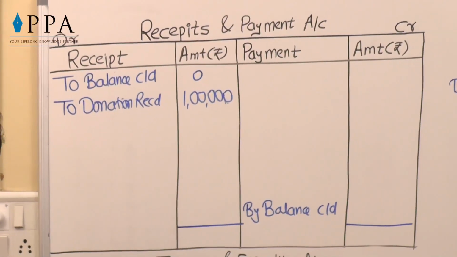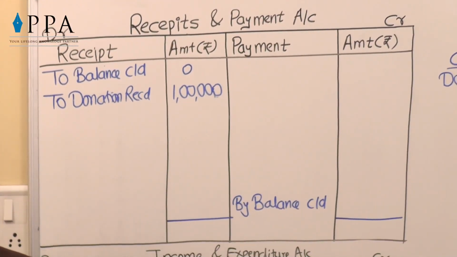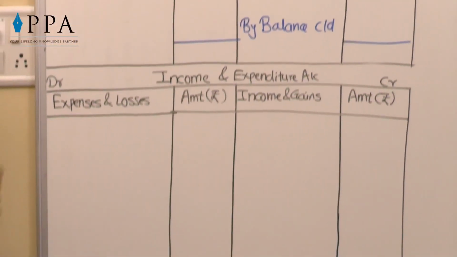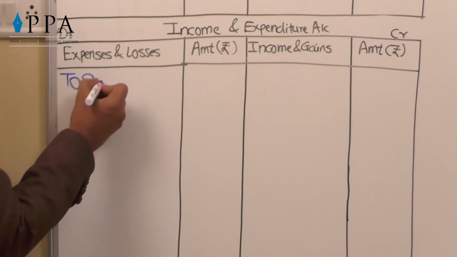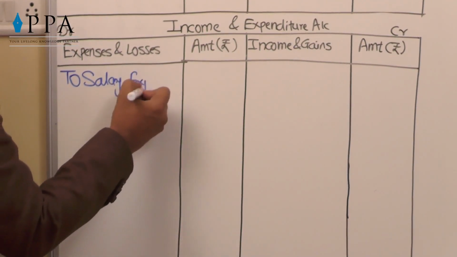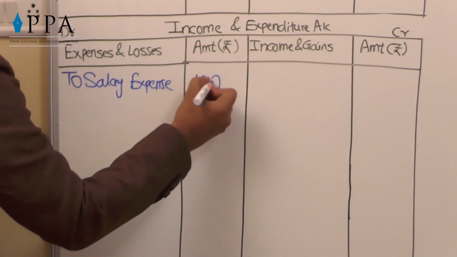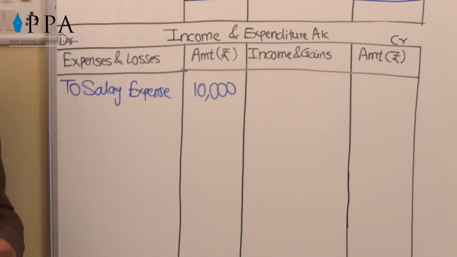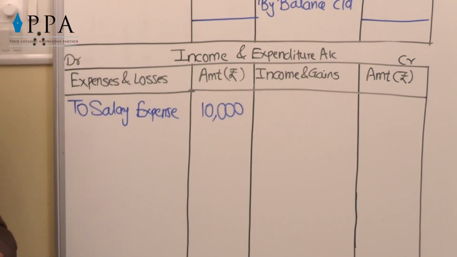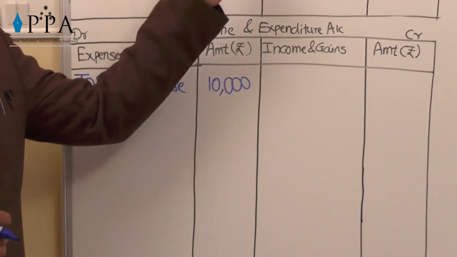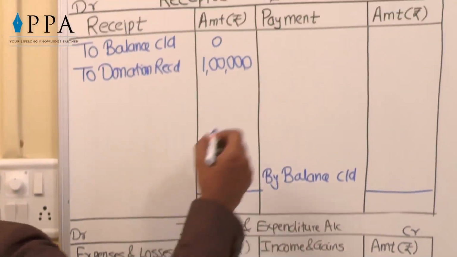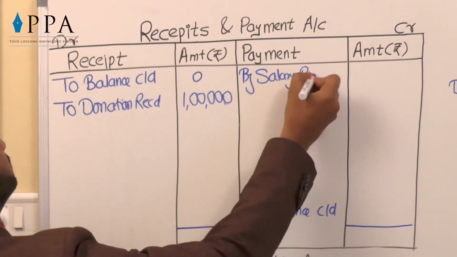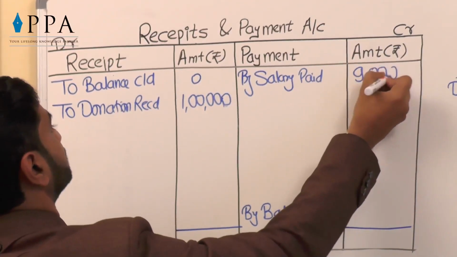So let's start with the first transaction now. Salary 10,000 revenue expense. Expense means income and expenditure account debit side. So I will record it as to salary expense 10,000. It means it is expected that we have to pay salary of 10,000, but actual payment on the payment side is given only 9,000. So now let's move towards the receipt and payment account, where we will credit this item as salary paid 9,000 only.